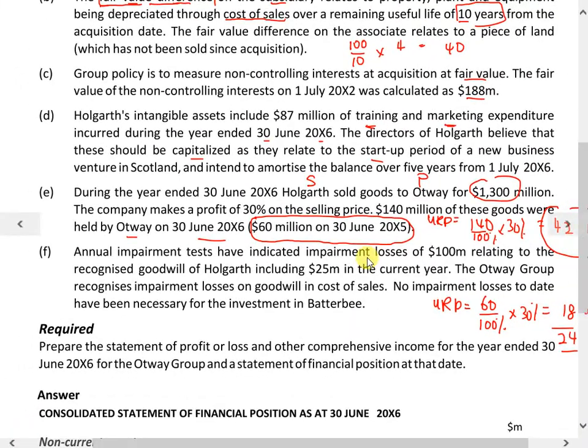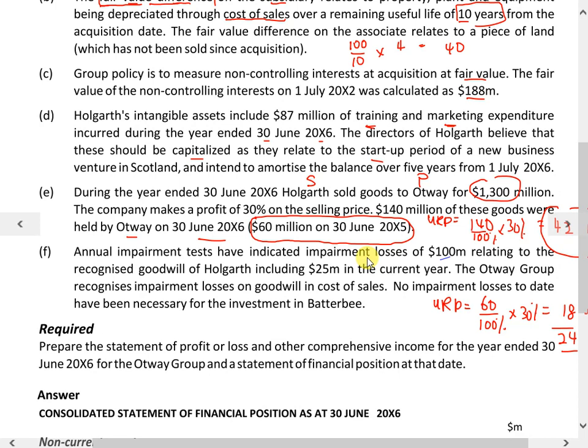Annual impairment test has indicated an impairment loss of 100 million relating to recognized goodwill of the subsidiary, including 25 for this year. Total impairment is 100. This year I have impaired 25, together with the previous year 75, so in total it will be 100. The group recognized impairment of goodwill in the cost of sales. No impairment loss to date has been necessary in the investment of Better B. Better B is an associate, no impairment in the investment.